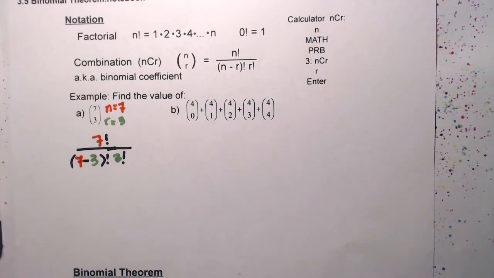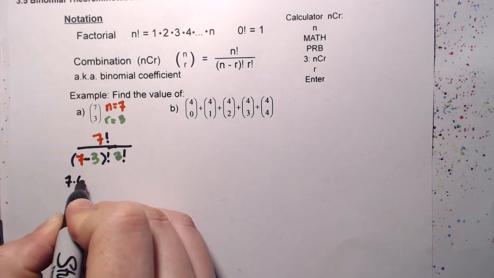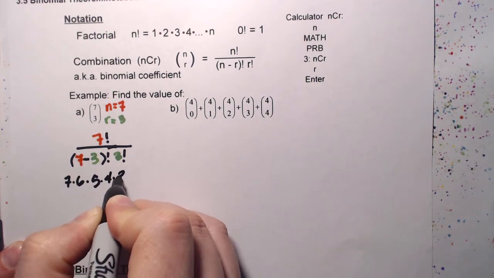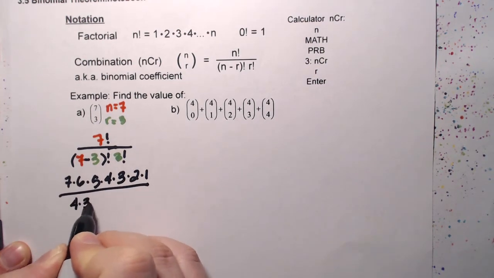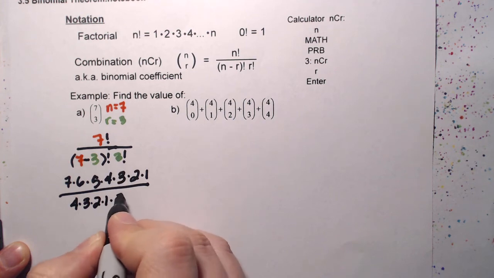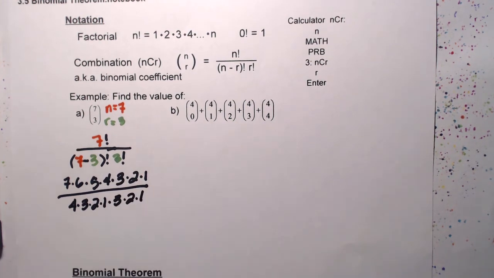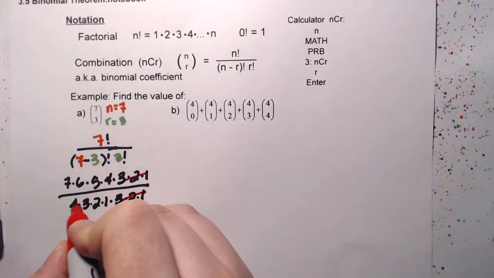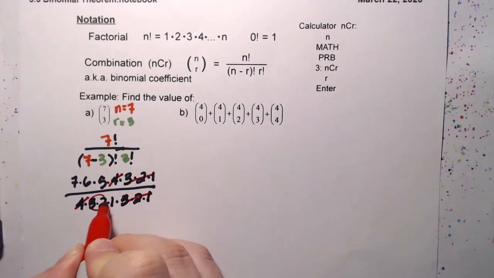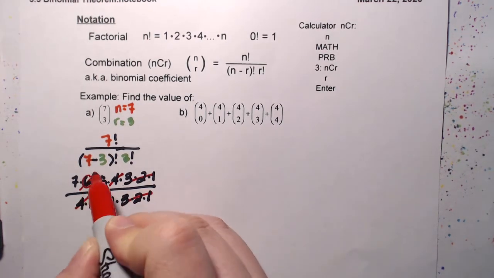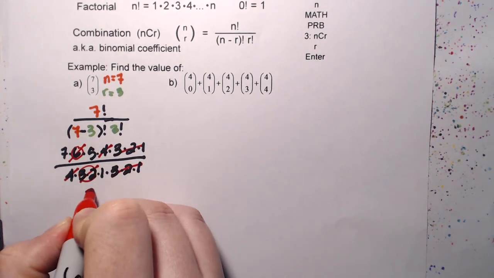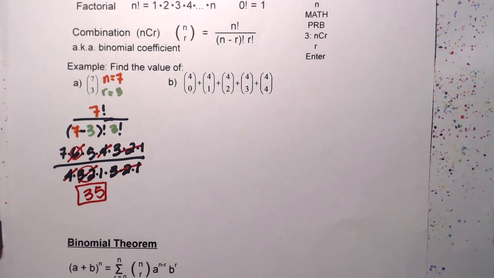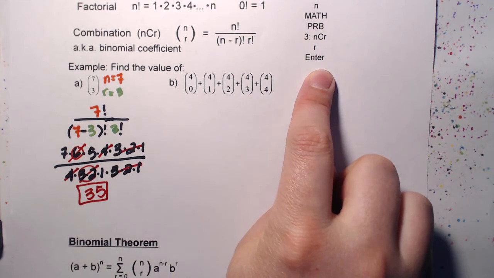But basically this is just going to be 7 factorial, so 7, 6, 5, 4, 3, 2, 1 over 4 factorial, 4, 3, 2, 1 times 3 factorial, 3, 2, 1. And then you just simplify. So the 3 2 1s reduce, the 4s can reduce, 3 times 2 is the same as 6, so that can go away. And then I end up with just 7 times 5 divided by 1. Okay, you can also do that on your calculator, and I have the steps written out right here.